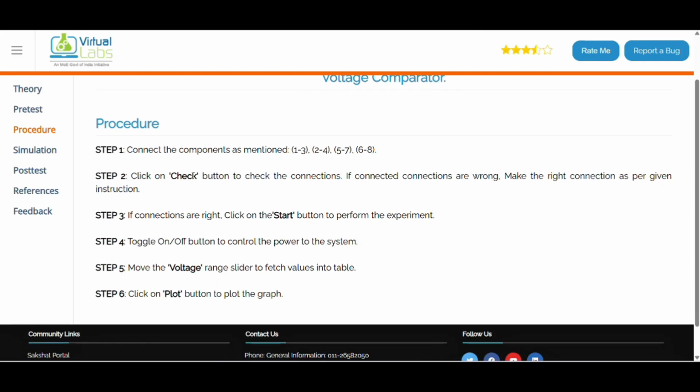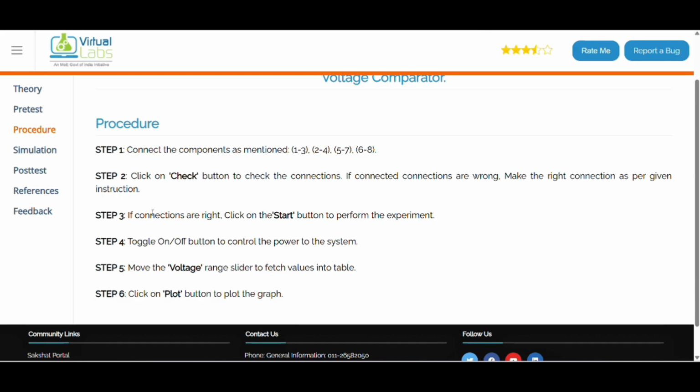In the procedure, there are 6 steps. Step 1 is connect the components as mentioned. Step 2 is click on the check button to check the connections. If the connections are wrong, make the right connections as per the given instructions. Step 3. If connections are right, click on the start button to perform the experiment.